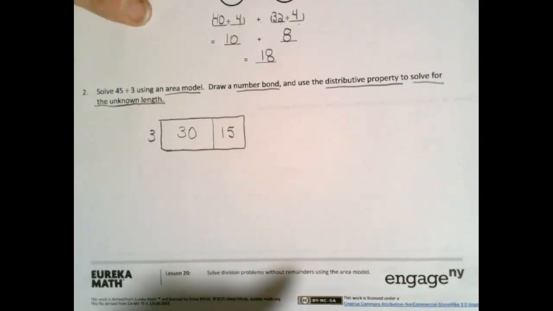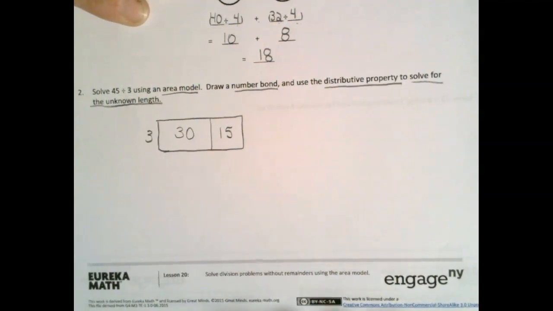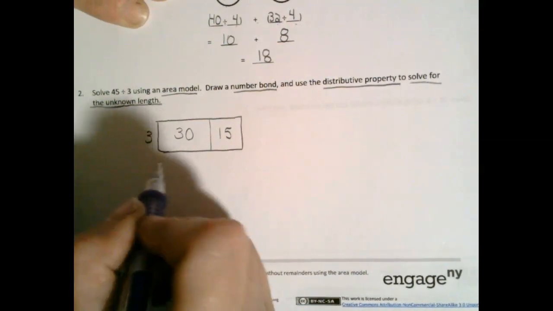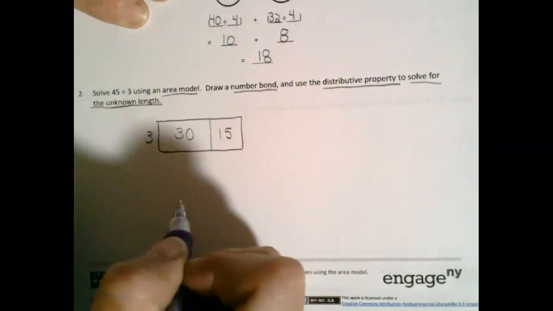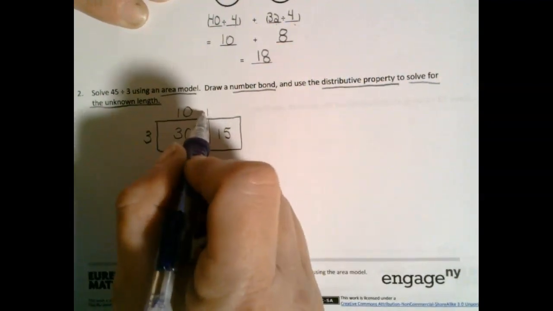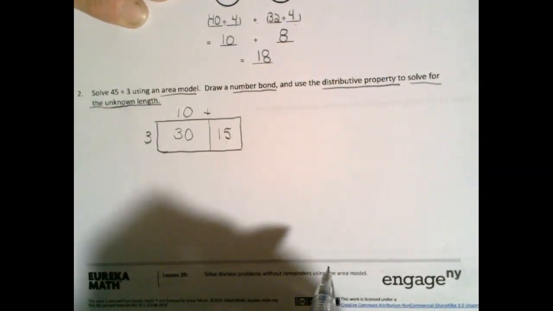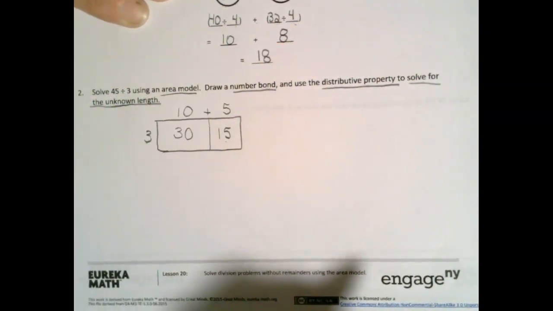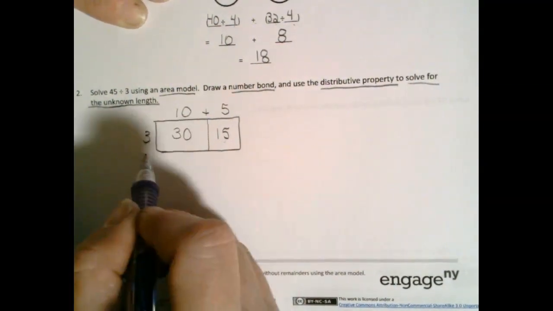So now I just need to think about 3 times what would give me 30, because remember, I'm solving for my unknown length. My unknown length is going to be whatever 30 divided by 3 is, or 3 times what equals 30. Well, I know that 3 times 10 equals 30, plus 3 will go into 15 5 times. I know that 3 times 5 equals 15. So 10 plus 5 is 15, and 45 is 30 plus 15. So 45 divided by 3 must equal 15.